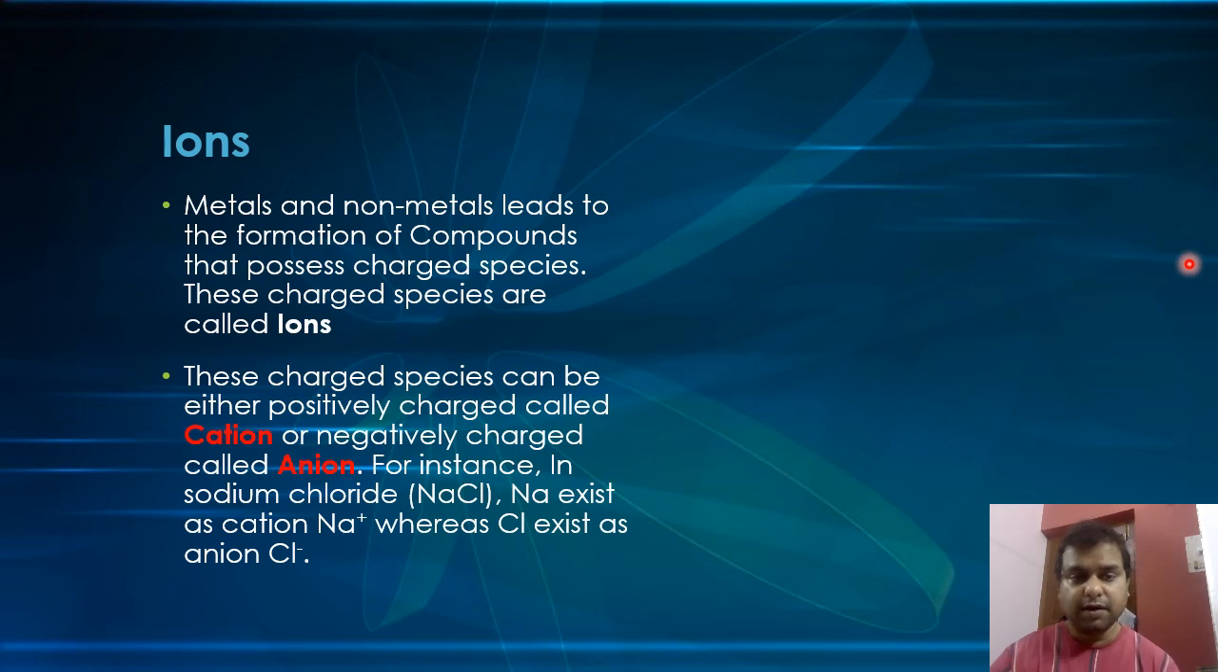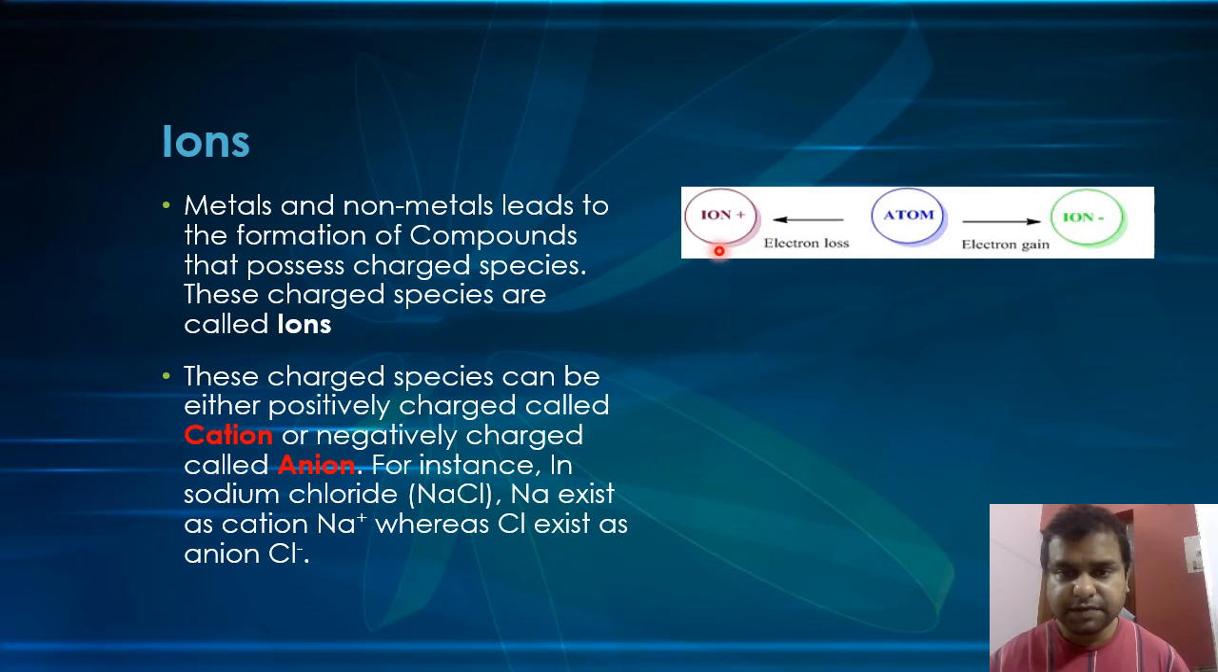Now, if the atoms have a positive charge, then we call them cations. If it is a negative one, then we call it an anion. For example, sodium chloride. In sodium chloride, sodium has a positive charge and chlorine has a negative charge.